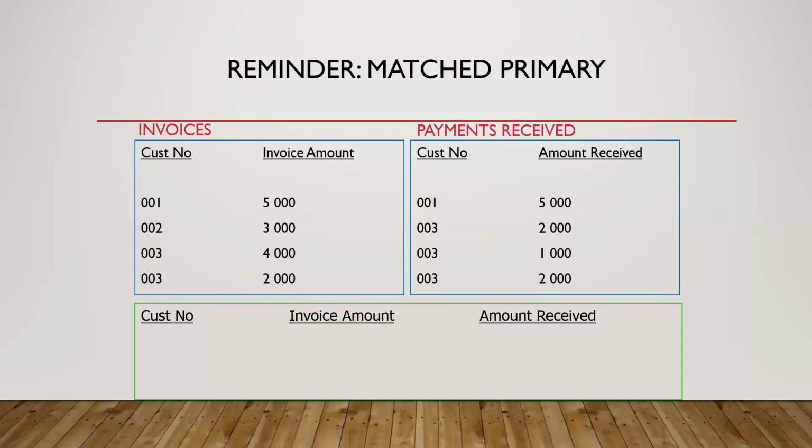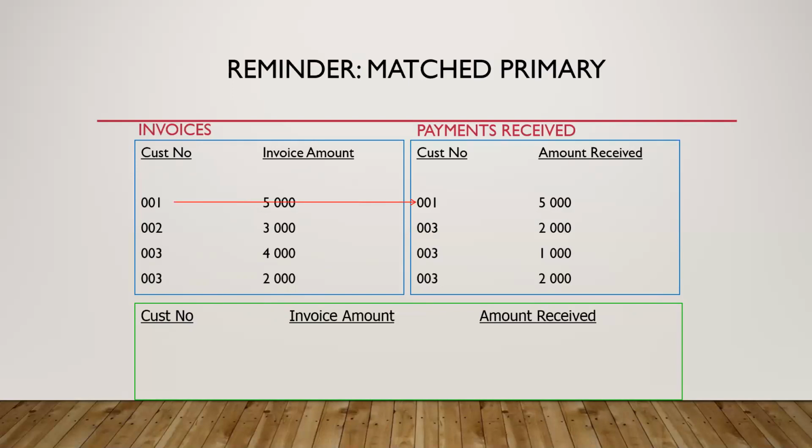The table on the right-hand side is called payments received, and that contains the details of payments received from our customers. You can see customer number two hasn't paid us yet, maybe they haven't yet reached the 30 days, whatever it is that we gave them to pay. Customer 3 has paid us 3 times. Maybe they pay in installments or whatever the case is. But the point is, they paid us 3 times, once for 2,000, once for 1,000, and another time for 2,000. Okay, so now we want to do a matched primary join where invoices is the primary table.